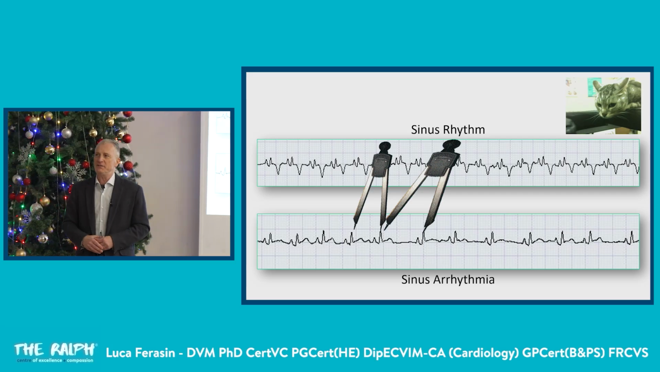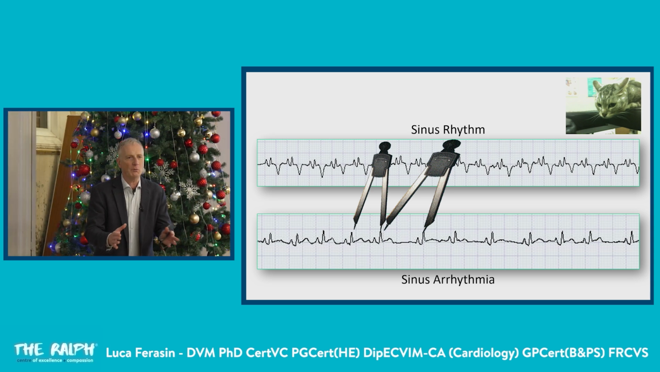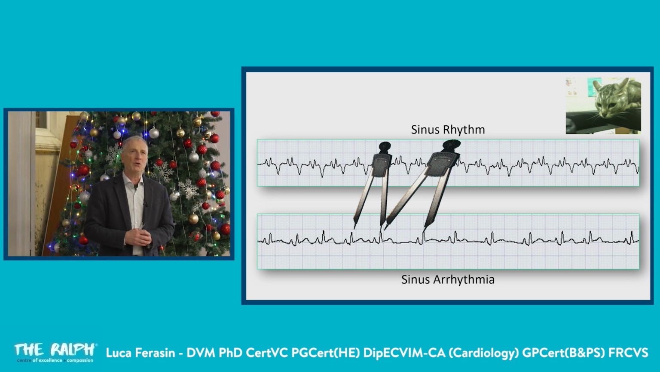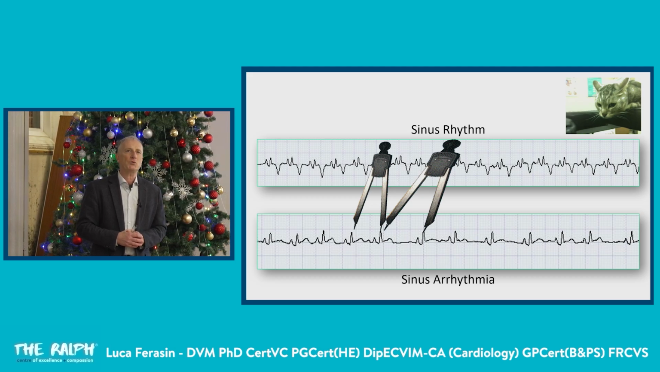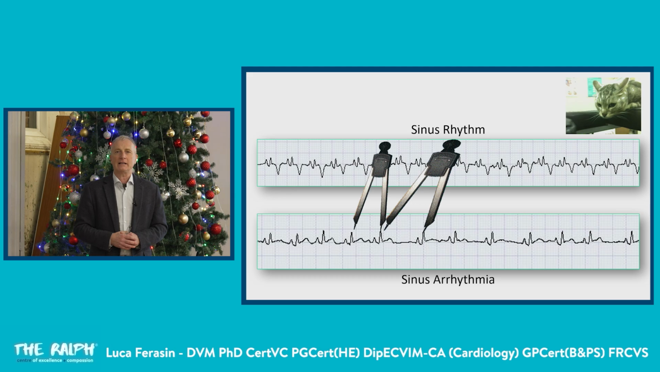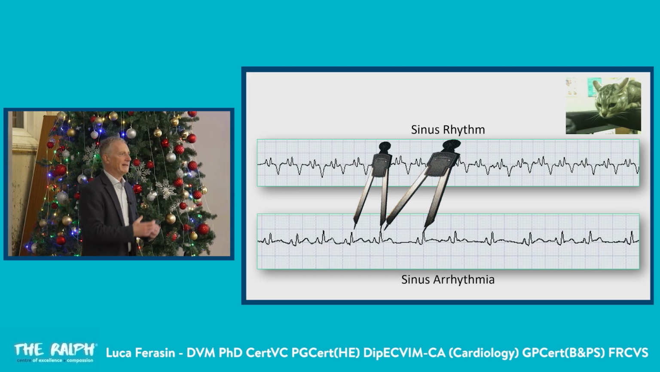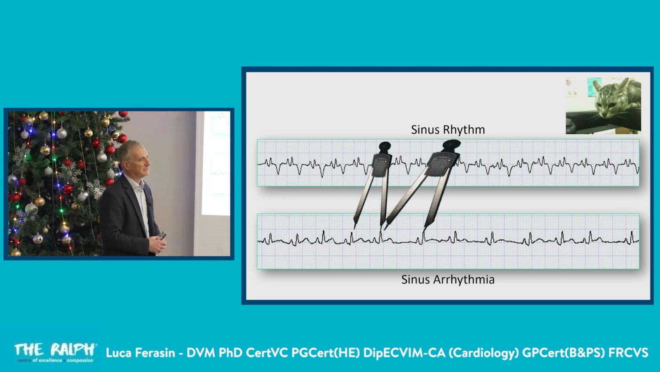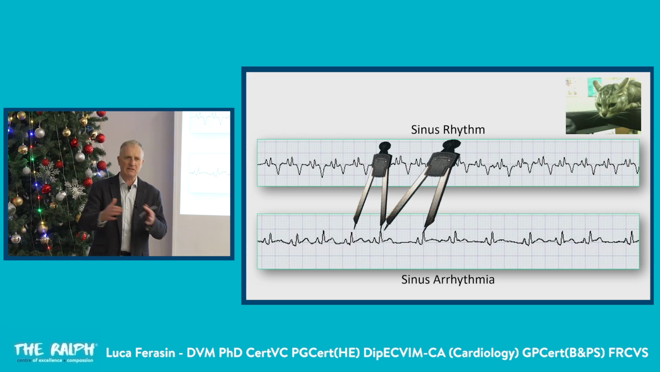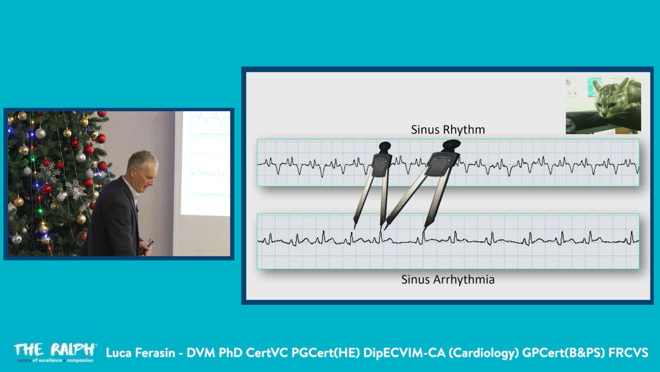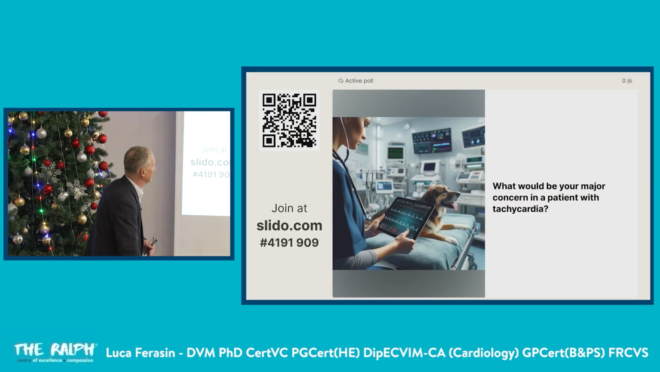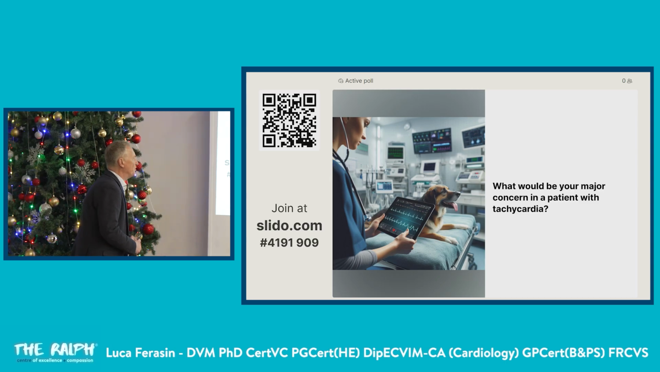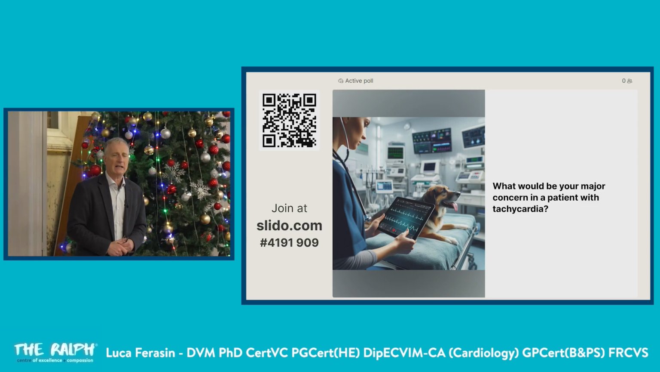Right, so having seen the normal ones, I'll try to divide the abnormal ones into two major categories. The first one is tachycardias, and then the second one is bradycardias towards the end. Within the tachycardias, we will do a further stratification of different types of arrhythmias. There we go. Now the heart is beating fast. We call it tachycardia. So what would be your major concern in a patient with tachycardia?